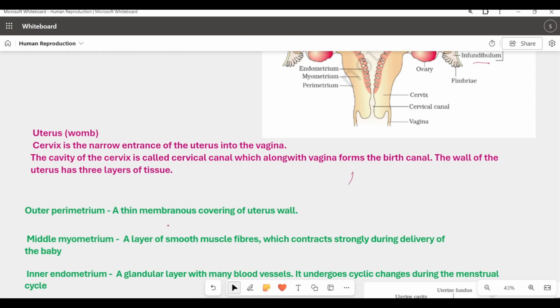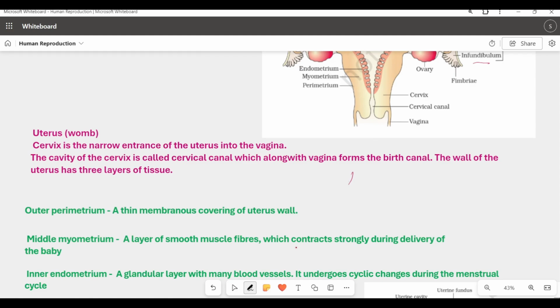This perimetrium is a thin membranous layer which covers the uterine wall. The middle layer is called the myometrium, and the myometrium is made of smooth muscle fibers. The myometrium helps in the contraction of the uterus during the delivery of the baby. So that is the muscle contraction, or the pain which we get.